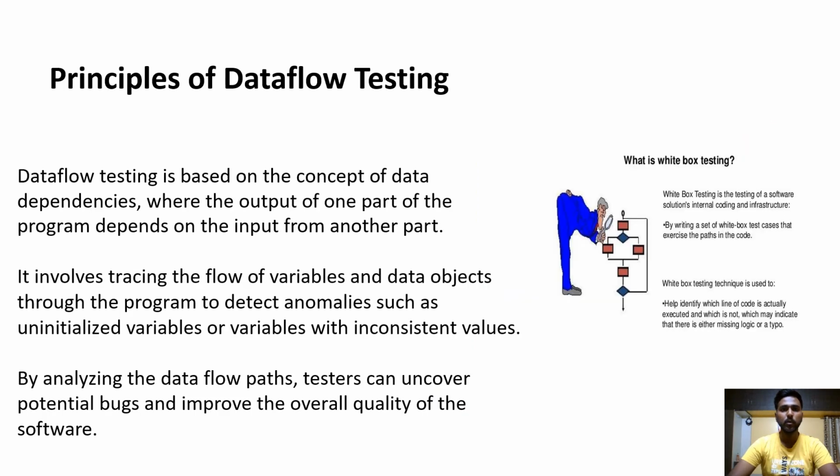Now let's see about principles of data flow testing. Data flow testing is based on the concept of data dependencies, where the output of one part of the program depends on the input from another part. It involves tracing the flow of variables and data objects through the program to detect anomalies such as uninitialized variables or variables with inconsistent values. By analyzing the data flow path, testers can uncover potential bugs and improve the overall quality of the software.